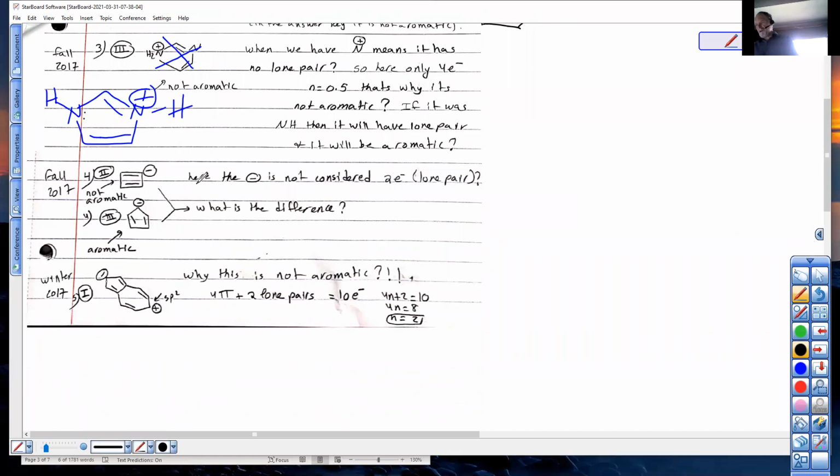Okay, here the minus is not considered 2 electrons. Oh, it sure is. That minus is a lone pair. It's a very unstable species, by the way.